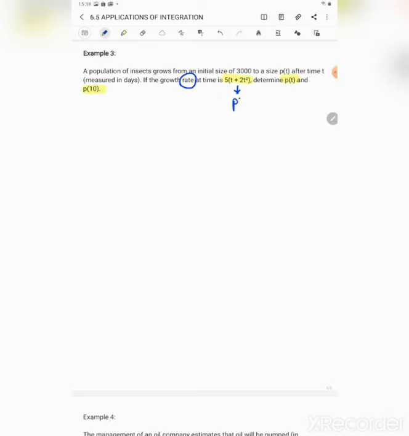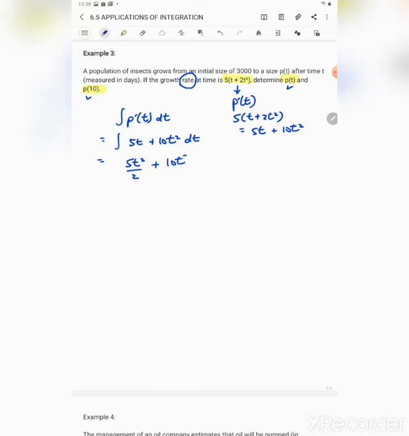Now to find P, you have to integrate the function given. You can just expand: 5 times (t plus 2t square) equals 5t plus 10t square. So the integral of 5t plus 10t square dt. When we integrate, we get 5t square over 2 plus 10t cube over 3 plus C.